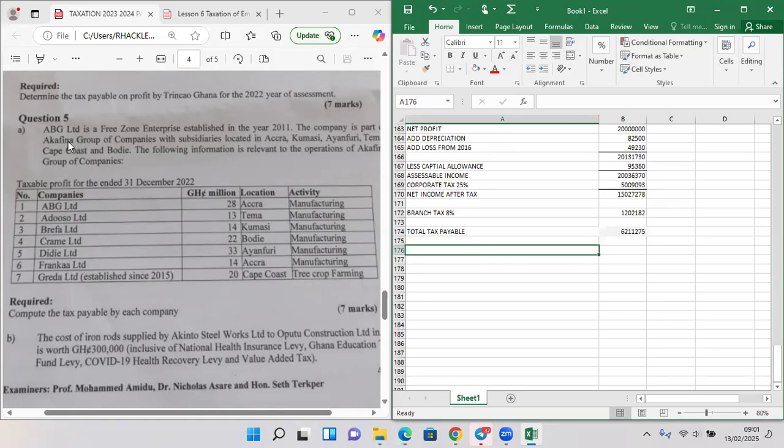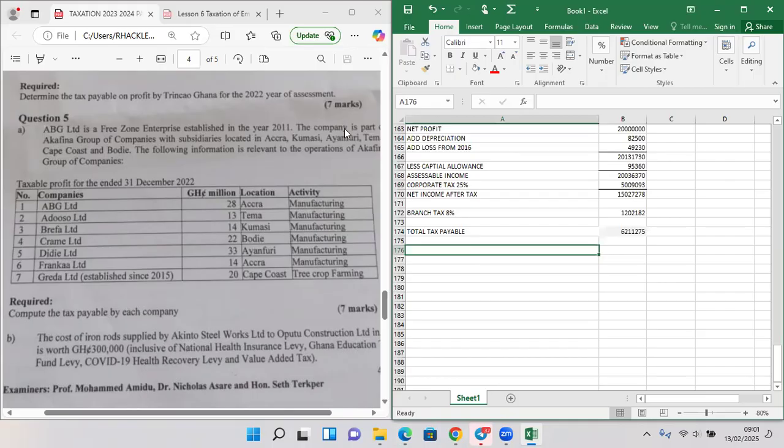So ABG Limited is a free zone enterprise established in 2011. Remember, the free zone enterprises are tax exempt for the first 10 years, and after that, they are charged a 15% tax rate. So this one, for example, will be subjected to a 15% tax rate, even though it is in Accra or Tema or whatsoever.